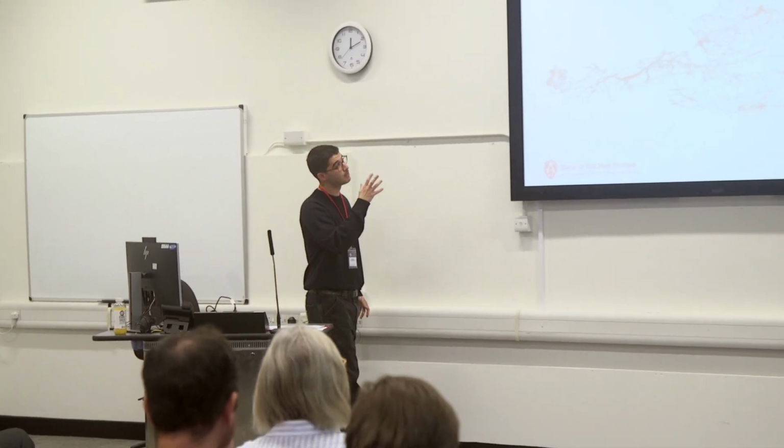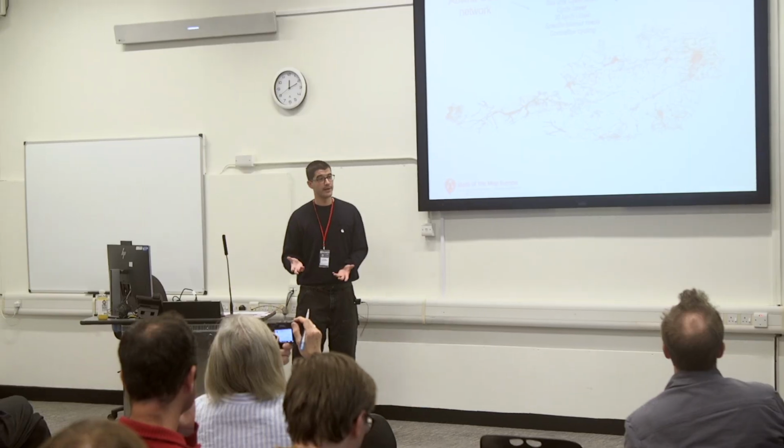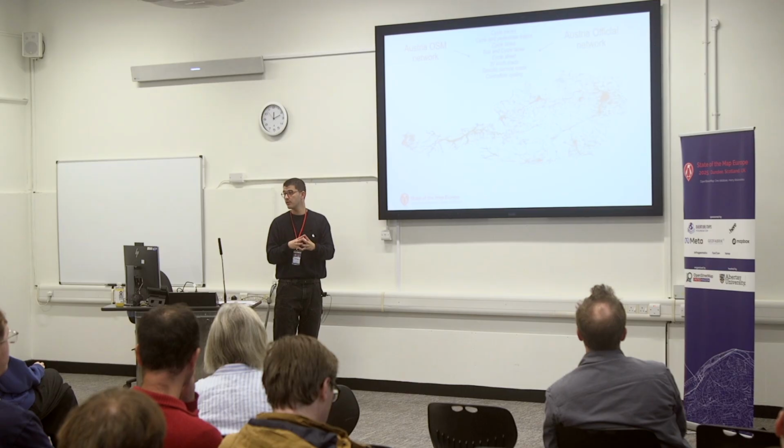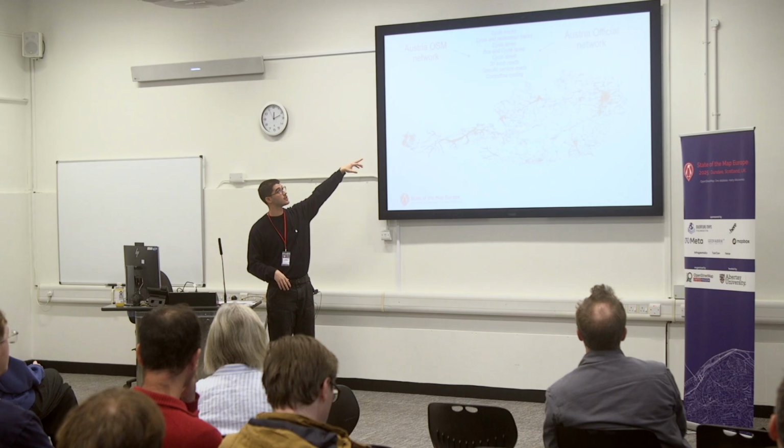Here is an example of the Austria network. Here is the Austria OSM network. It is the red line. It is not very clear, I think, yeah. But we also have the Austria official network. And we compare these different infrastructure types.